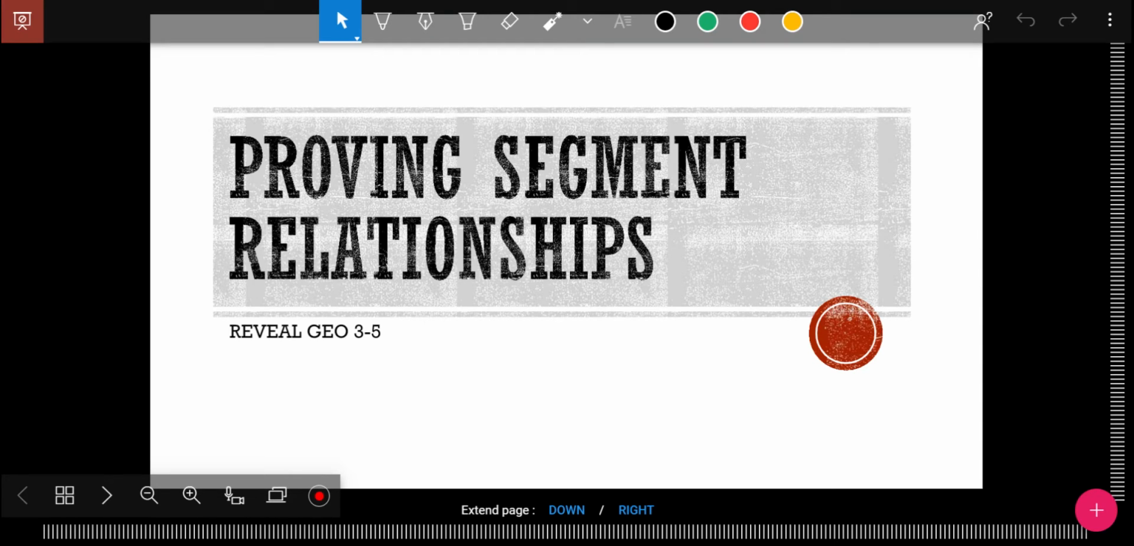All right, today we're moving on to Module 3, Section 5, Proving Segment Relationships. Again, here we're learning how to write proofs, proving segment relationships. And so we're going to transition more into the world of geometry with proofs than we have been, but still using a lot of the skills that we were supposed to have learned in prior units.